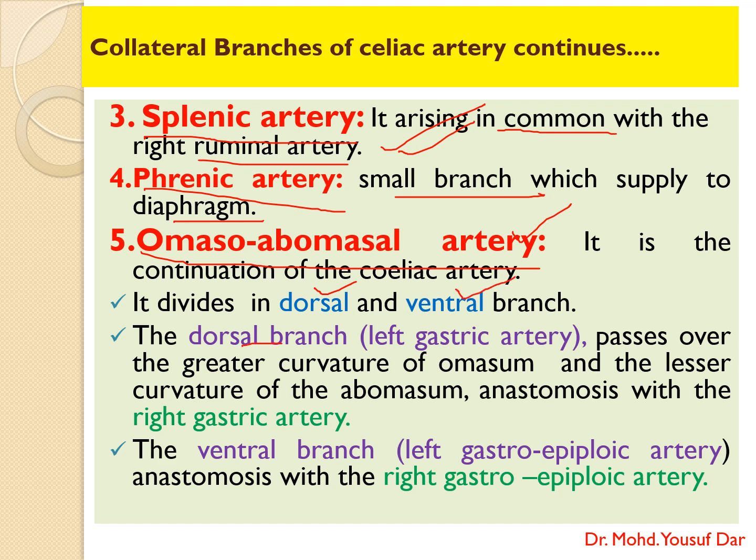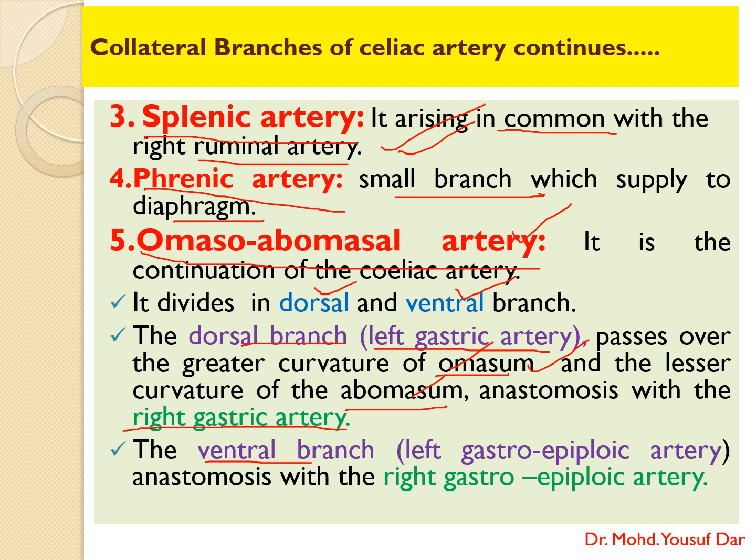The dorsal branch is also known as the left gastric artery. It passes over the greater curvature of the omasum and the lesser curvature of the abomasum. During this course, it gives branches to the omasum and abomasum, and finally it anastomoses with the right gastric artery.